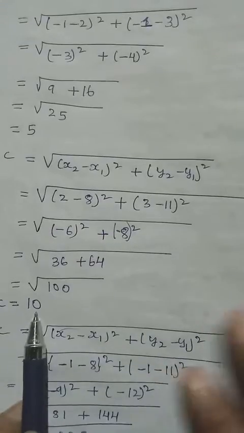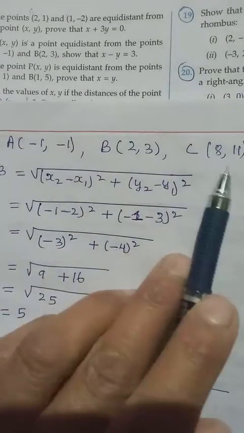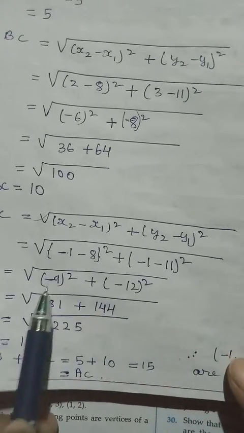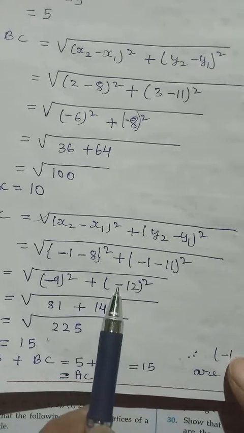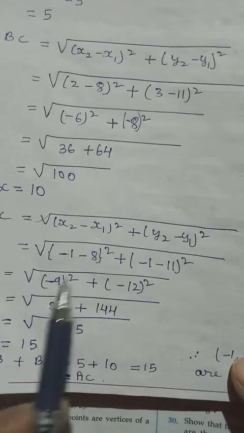100, we can take out 10. Then again we have AC, minus 1 and 8, minus 1 and 11. Both minus, we can plus. So minus to minus plus. Here also both minus, we can plus. Minus to minus becomes plus. When we have square, minus disappears.